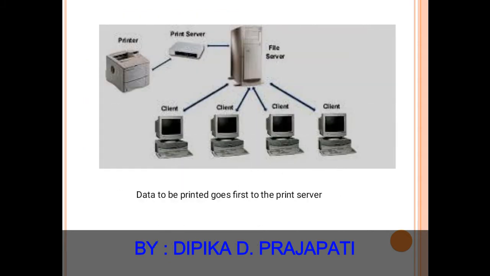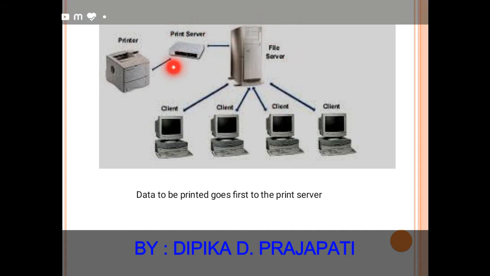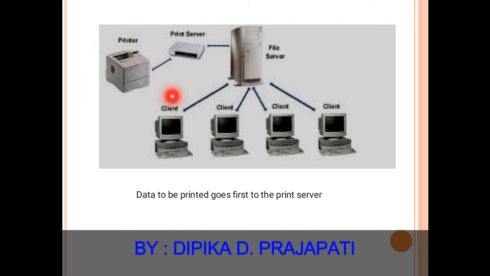Next, the data to be printed goes first to the print server. Here this is our personal computer that is accessed by any client, this one is our file server, this one is our print server, and this one is our printer, the hardware machine. So whenever we print a document, the data to be printed goes first to the print server and then it goes on to the printer machine.